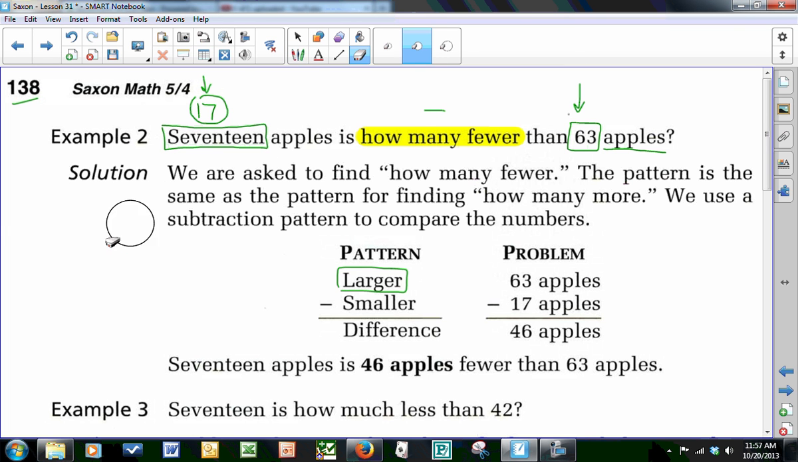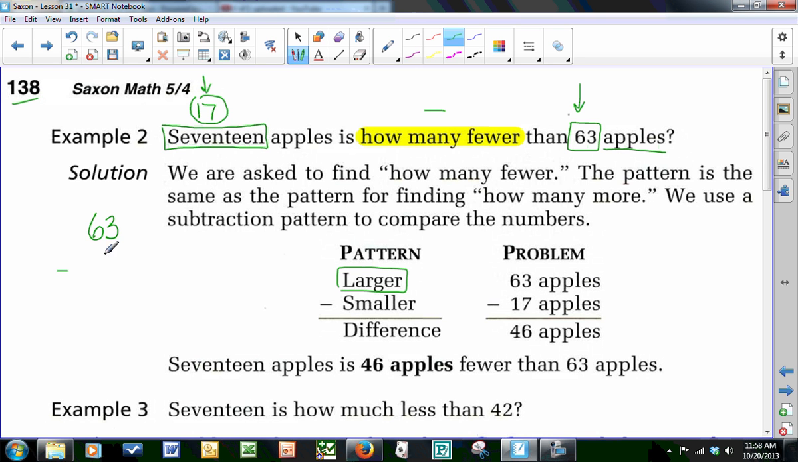And then they get it wrong and they're like, well, I wrote an equation. Well, yeah, you did write an equation, but you have to stop and think which number is larger. Is 17 larger or is 63 larger? It's 63. So 63 must be written first. The larger number always must be written first in a subtraction problem. It's not like the commutative property where it doesn't matter about the order. In subtraction, the order matters big time.